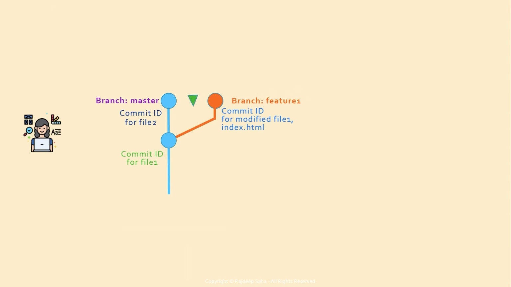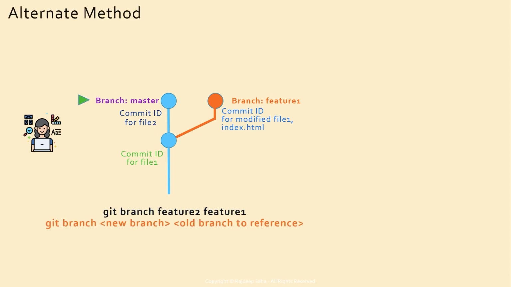Another alternate way of doing this would be git branch feature 2 space feature 1. So basically git branch, give the name of the new branch, and then the old branch to reference. In this method, the new branch will be created, but the head will still be sitting at the master branch. To make changes in the branch feature 1 or feature 2, you do need to explicitly switch the head to feature 1 or feature 2.